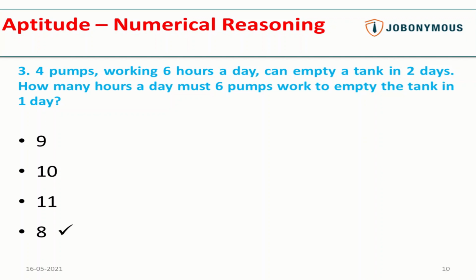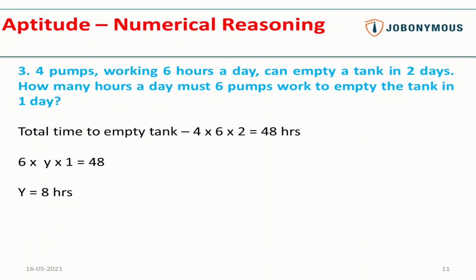So for this question, the right answer is 8. You can easily find this by using this equation. 4 pumps are working 6 hours a day and for 2 days. So the total time to empty the tank is 4 pumps multiplied by 6 hours multiplied by 2 days, so 48 hours. So the same pipe will empty in 48 hours only.